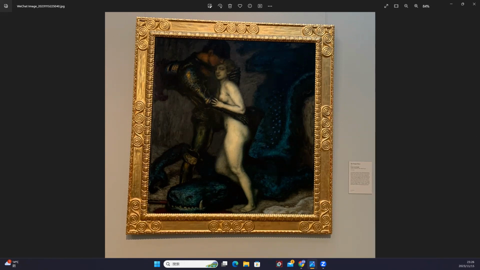Stark's use of line in Dragon Slayer likely plays a crucial role in defining the forms and directing the viewer's attention. In his typical style, the lines might be thematic, dynamic, and expressive, capturing the scene's drama. The line could emphasize the movement and tension between the dragon slayer and the dragon, guiding the viewer's eye through the composition and highlighting key elements of the narrative.